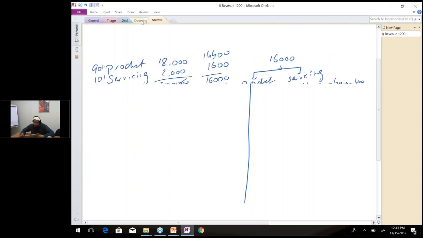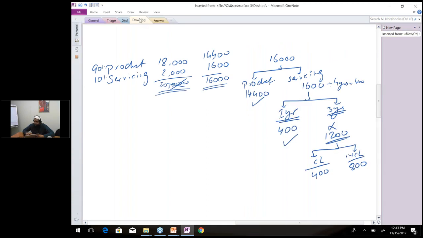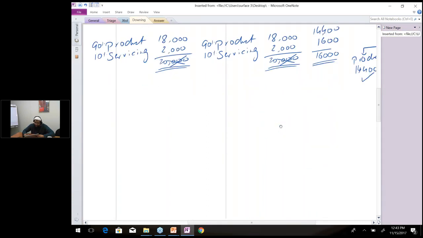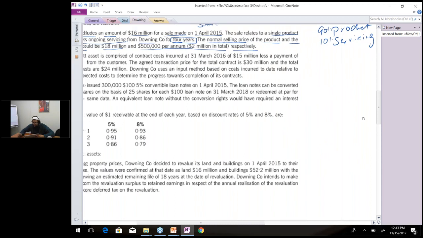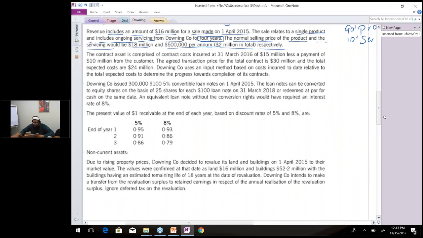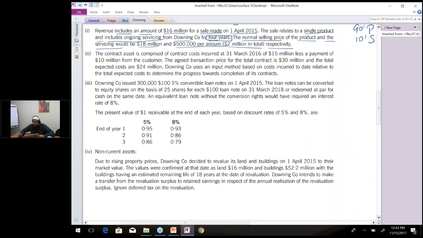Okay, now let's move back to the question. So adjustment number 1 done. Now let's discuss adjustment number 2. This also relates to IFRS 15.